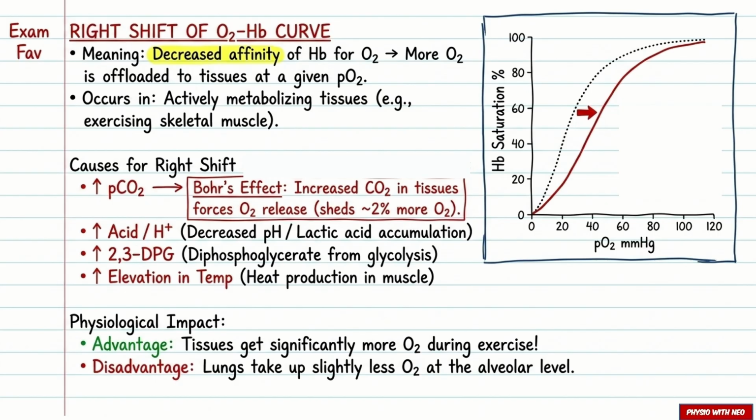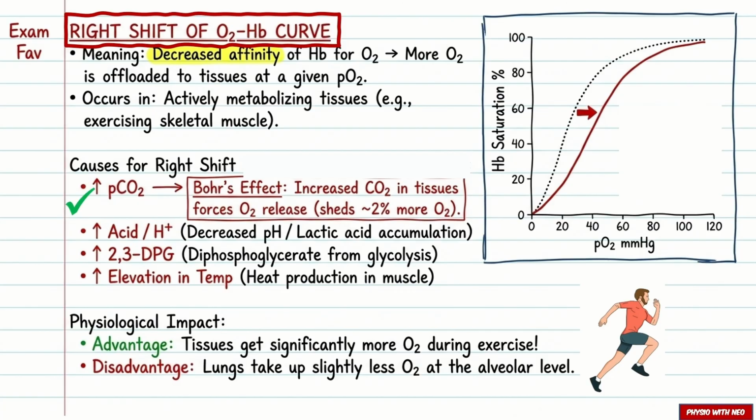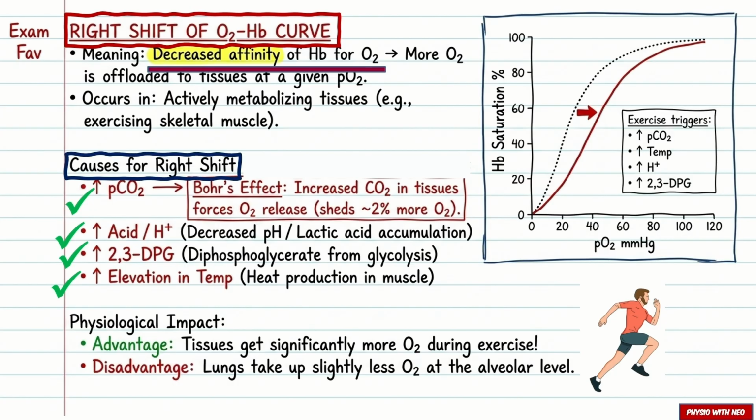Let's understand the right shift of the oxygen hemoglobin dissociation curve. Imagine a person is running. In this case, there is an increase in PCO2, lactic acid accumulation causes an increase in H plus ions, an increase in 2,3-DPG, and elevation in temperature. Now all these signals tell the hemoglobin to release more oxygen, that is, decrease the affinity of hemoglobin for oxygen, and this causes a right shift of the oxygen hemoglobin dissociation curve.